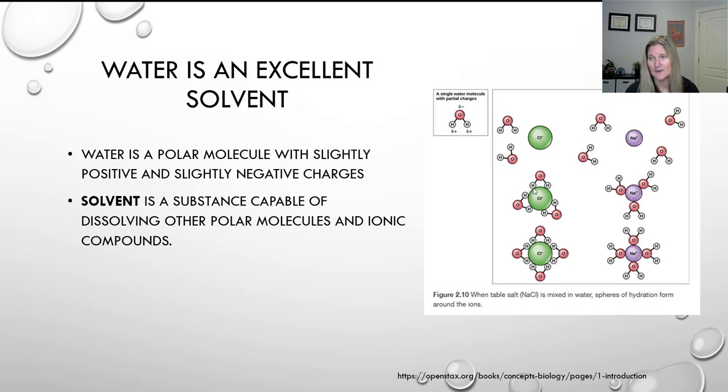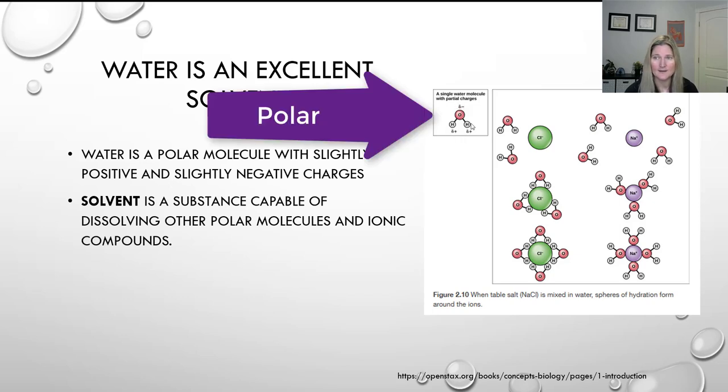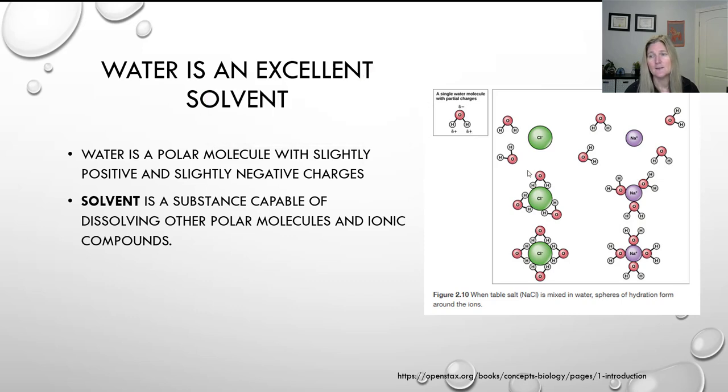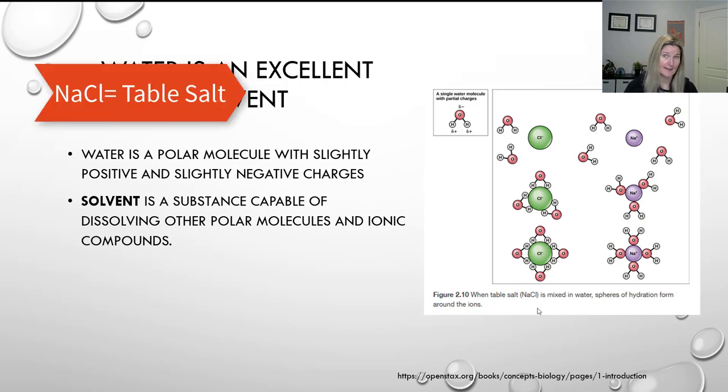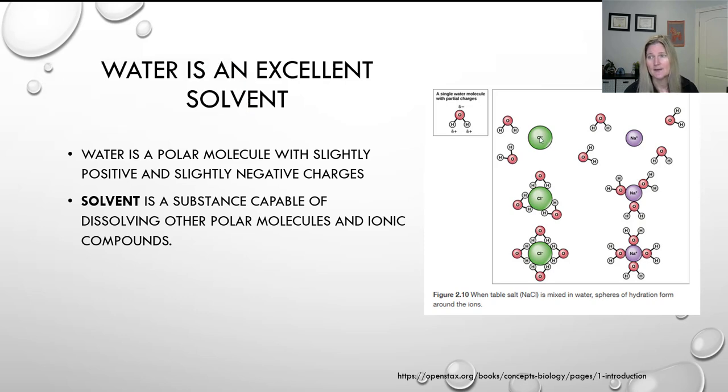We can see here we have our water molecule. Remember, the water molecule is polar because it has a slightly negative end and slightly positive ends. Because of that, it's going to be able to surround, in this case, table salt. Table salt is NaCl. We have a sodium atom and a chlorine atom, and the sodium and the chlorine come together to form an ionic bond. That's something we talked about in video 2.1, the last video.